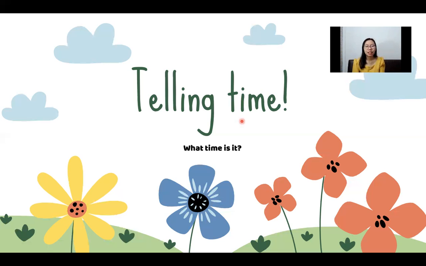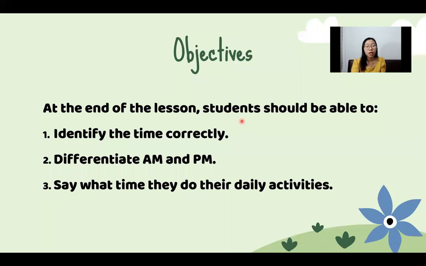So telling time. Now, we will identify or say what time it is correctly, and then we will differentiate AM, PM, all right? And we will talk about what time you do your daily activities, okay? So daily activities: wake up, eat, go to school, or study at home, do homework, okay?